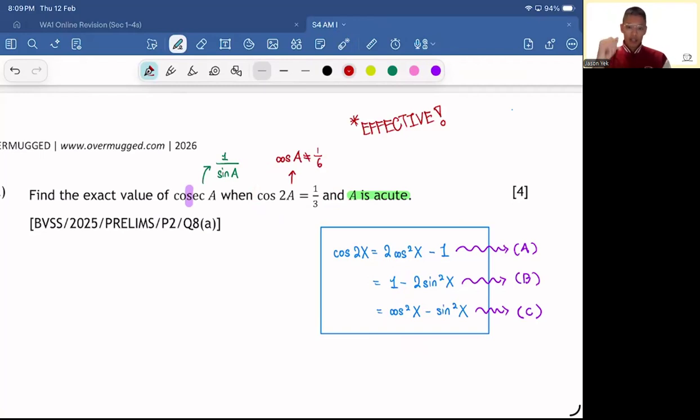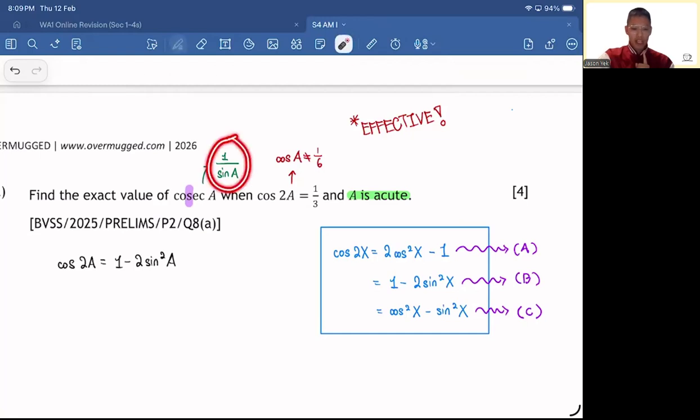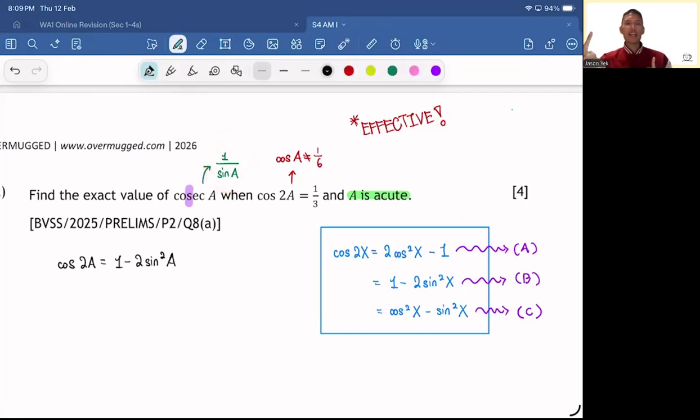So how does that work if you choose B? First things first, we know cosine 2A is equal to 1 minus 2 sine squared A. Take note, I want 1 over, but it's okay. If you think about it, once we find sine A, we just take the reciprocal. 1/3.